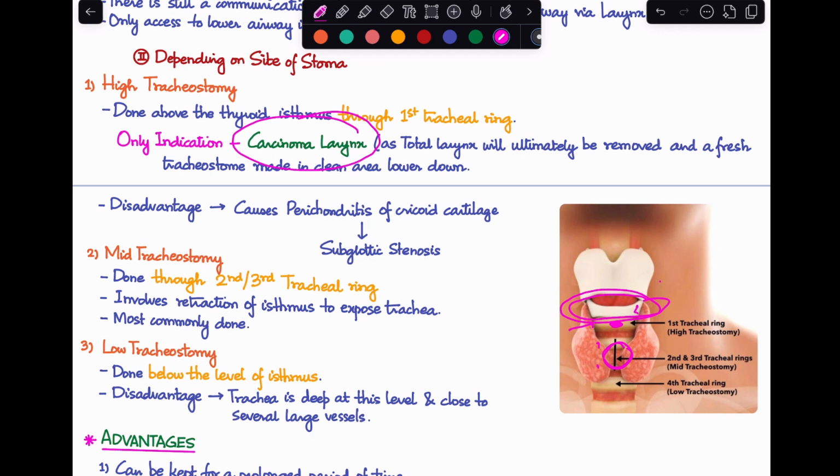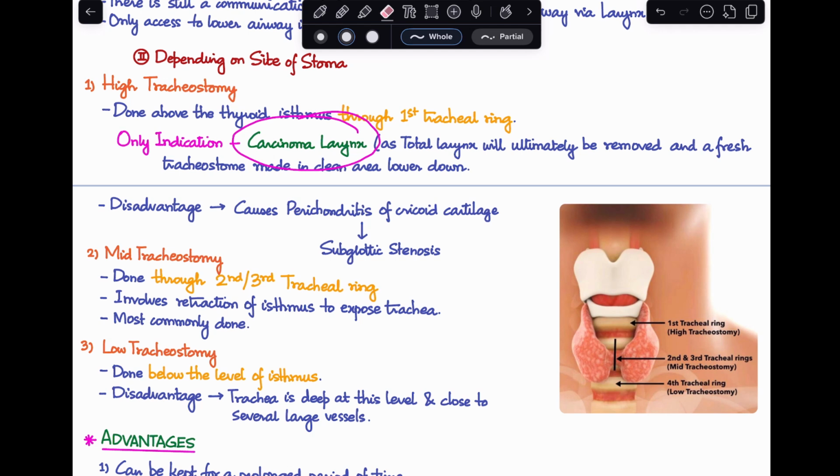It lies in very close proximity of the first tracheal ring. So while you are performing the tracheostomy, you can end up causing perichondritis of this cricoid cartilage, and when that happens, it can eventually lead to subglottic stenosis, which will lead to narrowing of the subglottic region. So we'll end up with a new problem over here. So that is why we do not perform high tracheostomy in usual cases. The only indication for it is in case of a carcinoma of larynx.